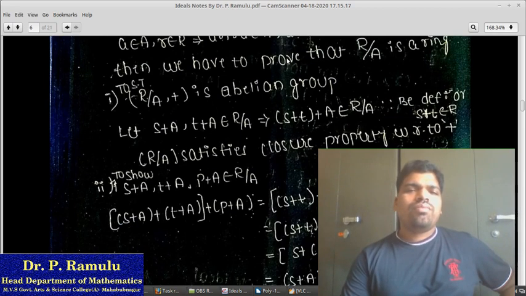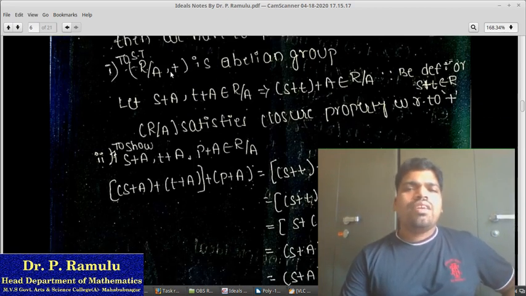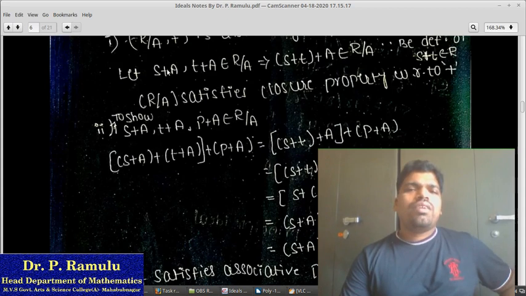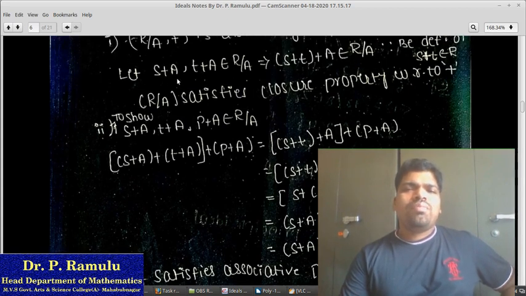With respect to the given operations, to show that R/A is an abelian group, we have to show the closure, associative, identity, inverse and abelian properties. First of all, I want to show the closure property. The closure property is similar to the hypothesis only, so clearly it satisfies the closure property by hypothesis only. (s + A) + (t + A) = (s + t) + A belongs to R/A.